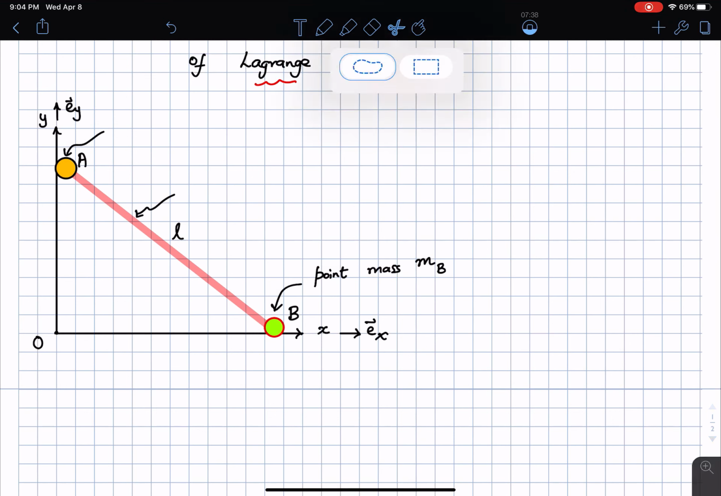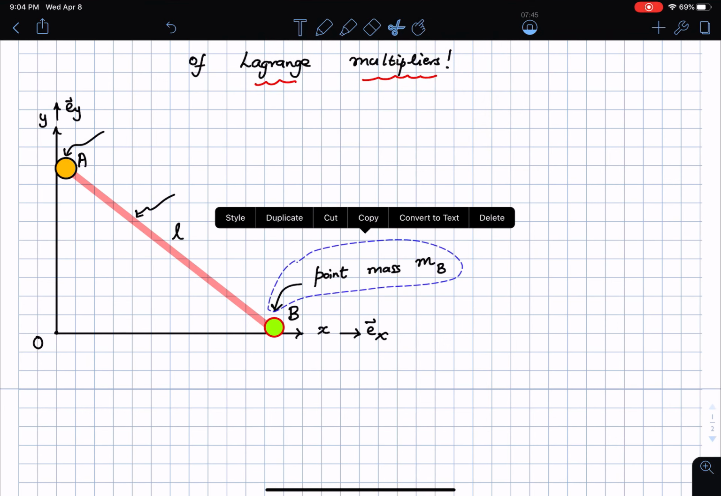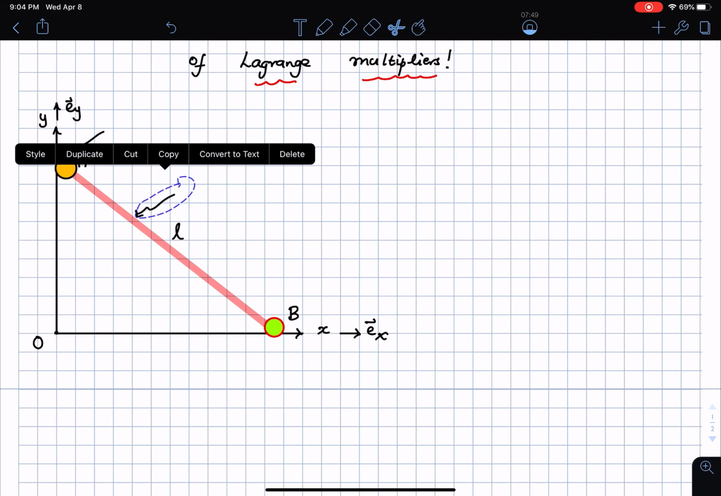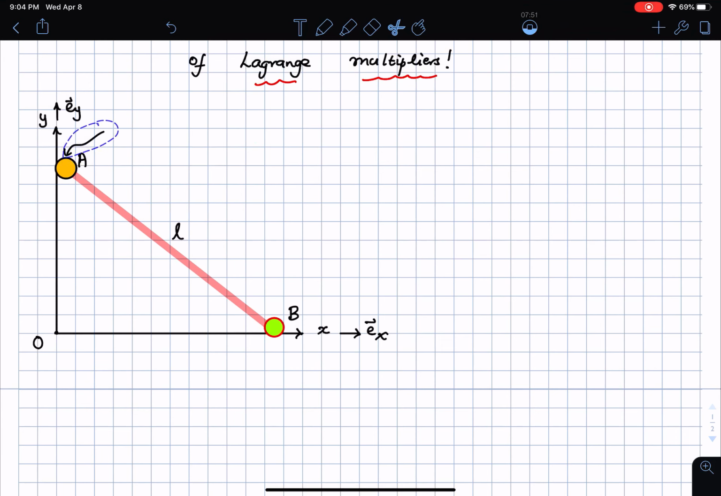Okay, I'm going to get rid of some of these things. We know what these things are. Okay, this is a point mass here, so I'm going to cut that out. I'm going to cut some of these things out as well. Okay, all right, so first of all we need to set up the configuration coordinates. So what are the configuration coordinates?